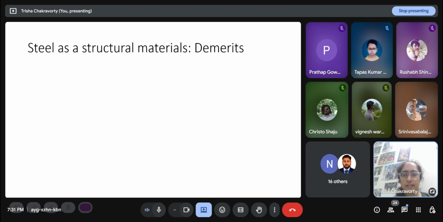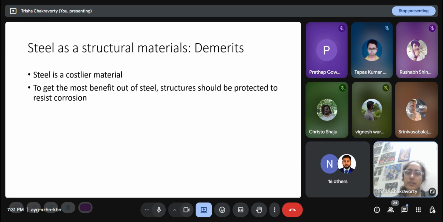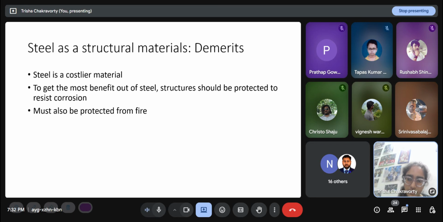And then steel as a structural material also has some demerits. Steel is a costlier material. To get the most benefit out of steel, structures should be protected to resist corrosion. This is an important point because in RCC structures, the steel is encased inside the concrete, so it does not actually come in contact with air and moisture. But in steel structures, it is in contact with both air and moisture, so it has to be coated or galvanized with some materials to prevent corrosion.